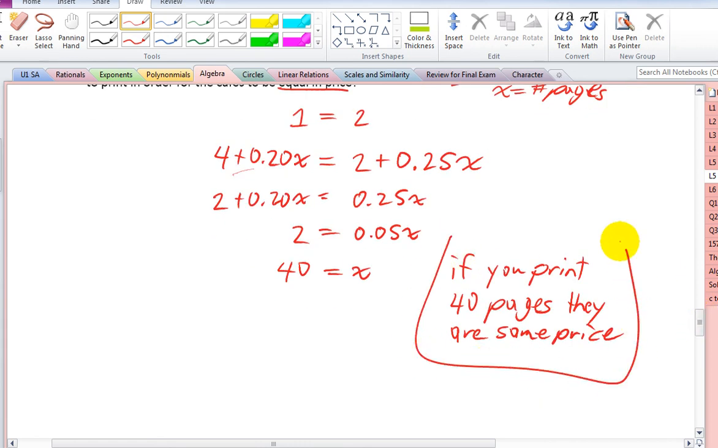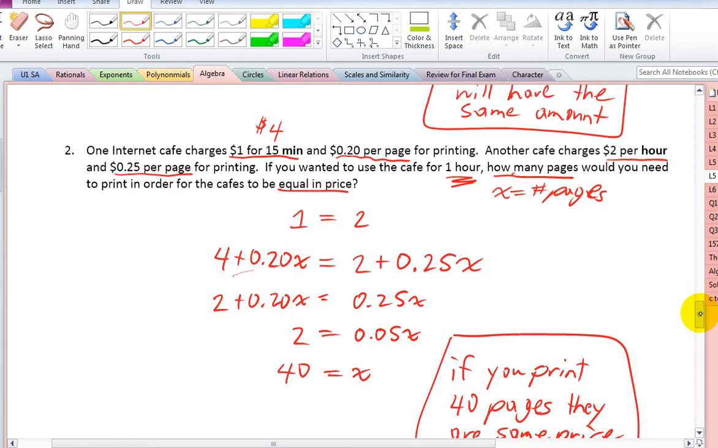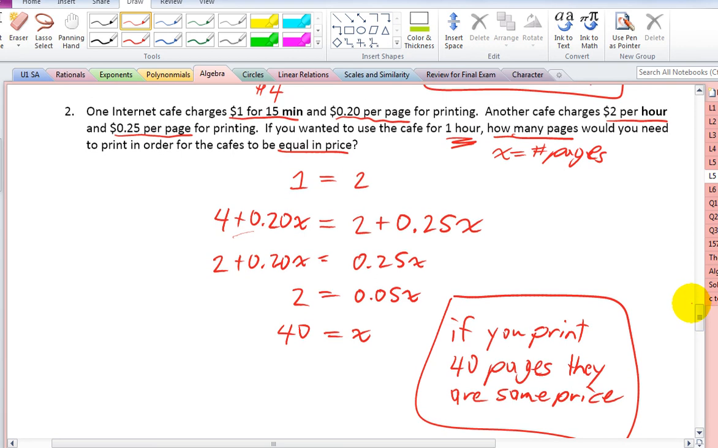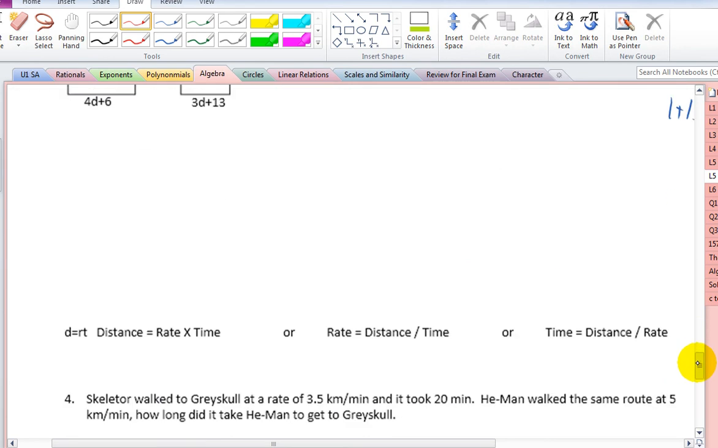Okay, so if you print 40 pages, they're the same price. Now you do this all the time, right? Figure out which store to go to buy stuff at. But this is giving you a math equation so that you can make decisions faster, rather than just guessing and checking. Now I have a formula to plug things into. I'm just going to print like 10 pages, well, I should go to this cafe. Oh, I'm going to print 80 pages today, I better go to the other one. So you know which one's the better deal. Okay? Turn it over.